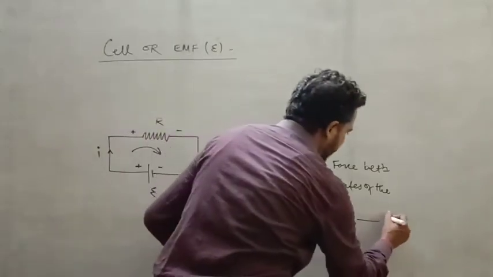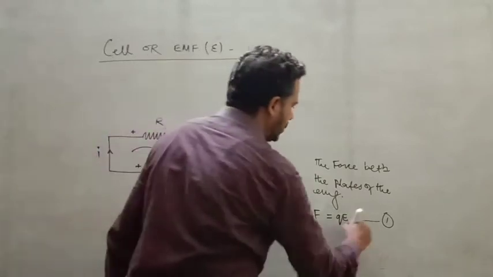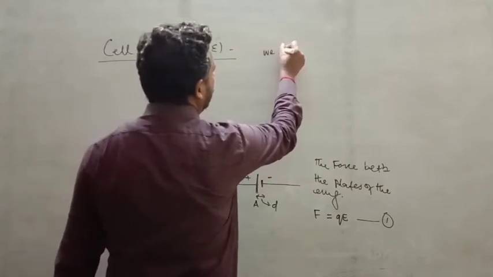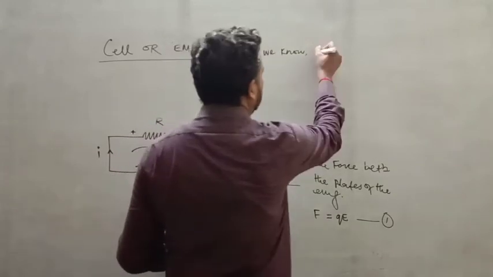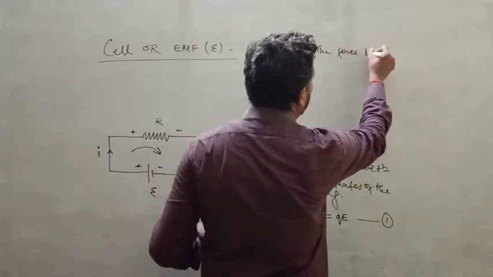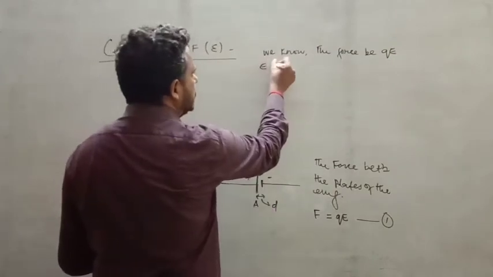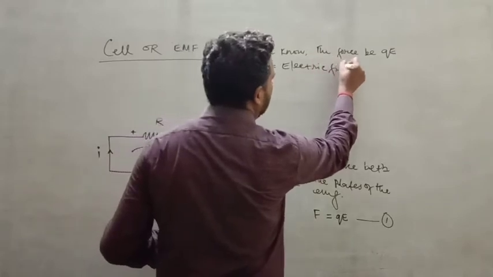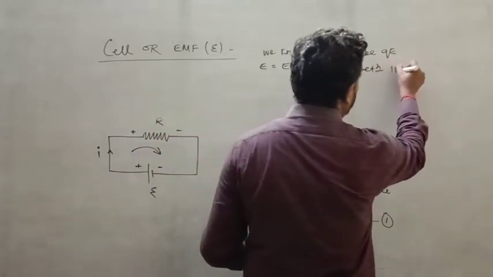So you can take this one as an equation. So we know the force be QE, alright, where E is the electric field between the plates.